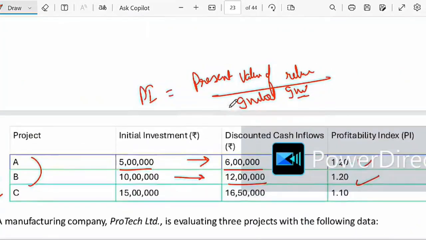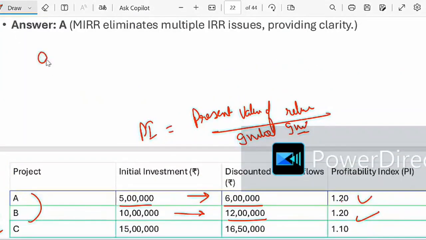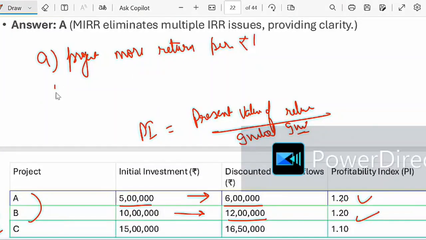So please, one question I'm asking you: which project would you prefer? Option A, a project that gives you more return per 1 rupee. Option B, a project that gives more rupees overall. Tell me, which one would you choose? Suppose two options are there. Would you prefer a project giving more return per 1 rupee, or a project that gives you more rupees overall? That is what is happening in A and B.